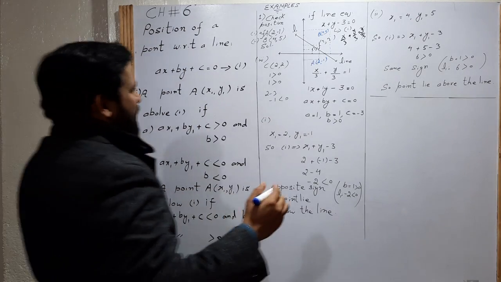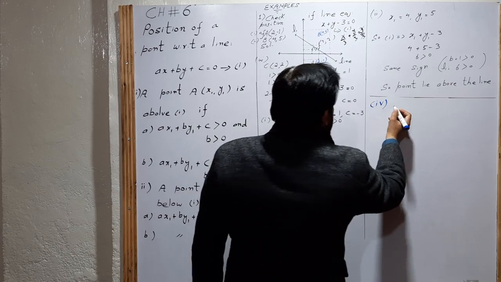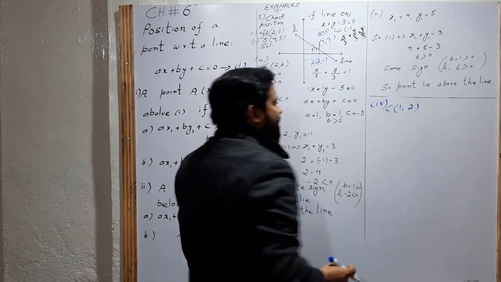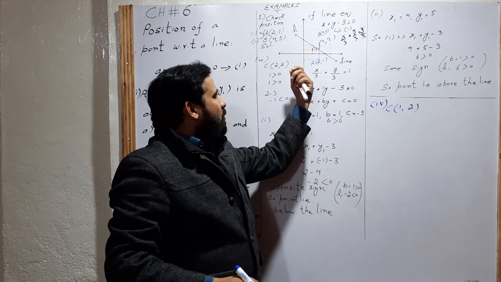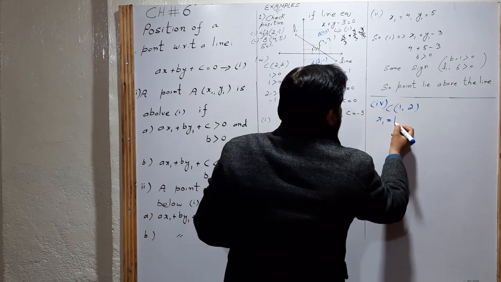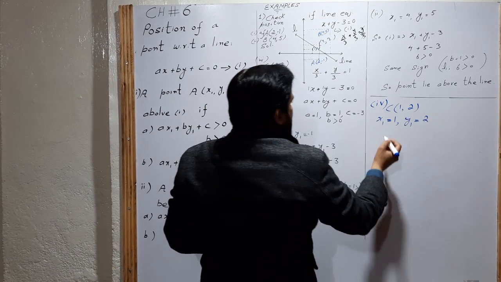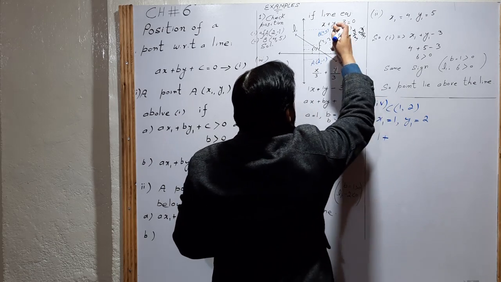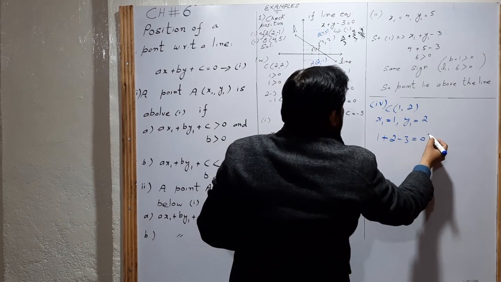Check, there is another point, say C (1, 2). Check whether this point lies above the line, below the line or on the line. So in this case clearly x1 is 1, y1 in this case is 2. So putting in equation number 1, x1 is x plus y1, in this case 2, minus 3, and this is equal to 0.